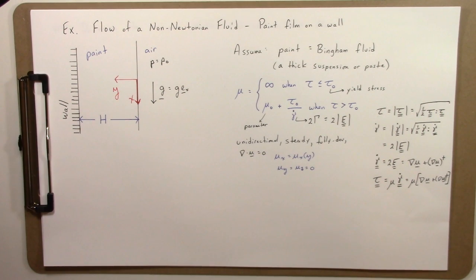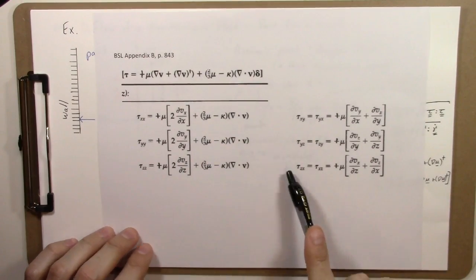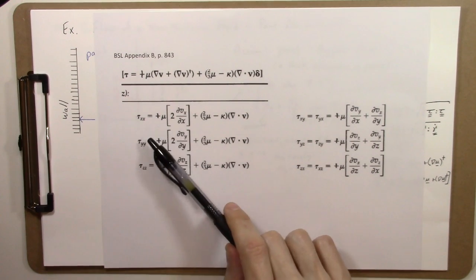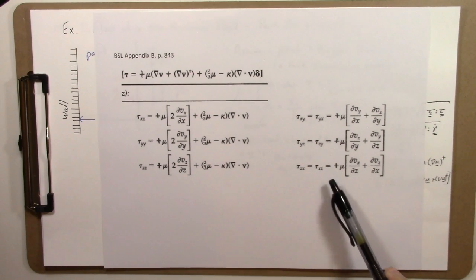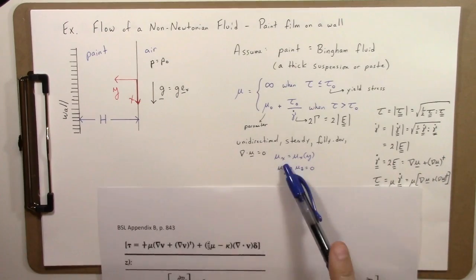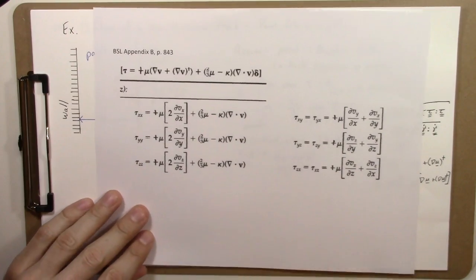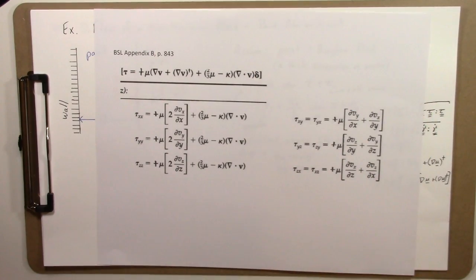So if we look at Bird, Stewart, and Lightfoot, Appendix B1, for example, page 843, we have these components of the viscous stress tensor: tau xx, yy, zz, xy, yx, yz, zy, zx, xz. And based on our assumed form of the velocity profile, ux is a function of y only, these are all velocity derivatives. So any derivative of uy will be 0 because uy is 0. So we can cross out all those terms.